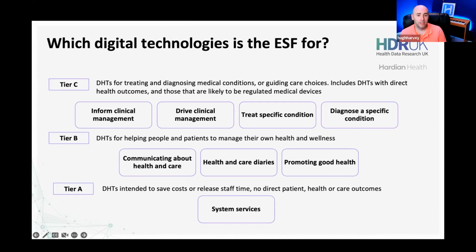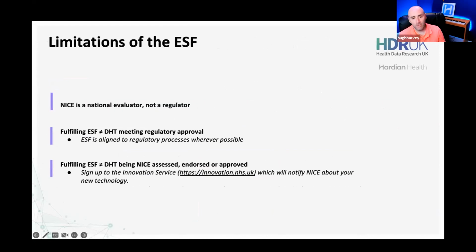And so we're going to focus mainly on tier C devices, because that is the majority of what software as a medical device is. Class 1 devices might be something that communicate about healthcare, or act like a diary, or storage of information, or promote good health, but they aren't diagnosing, treating, informing, or driving the management of a disease. And tier A devices are the non-medical devices. So these are things that might run in the background, so your booking systems, for instance, or patient communication portals. They aren't medical devices, but they are a digital health technology. So tier C is the one we're going to focus on, which includes software as a medical device.